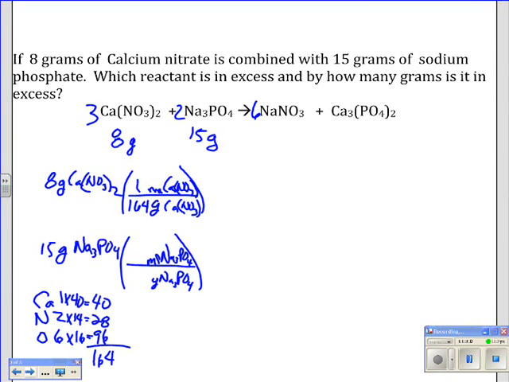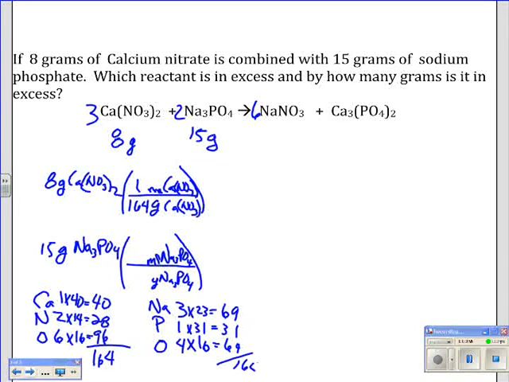For the sodium phosphate, I've got sodium, phosphorus, oxygen. 3 sodiums, 1 phosphorus, 4 oxygens. 31, 3 times 23 would be 69, 31, 64, 164. 164 grams in 1 mole.